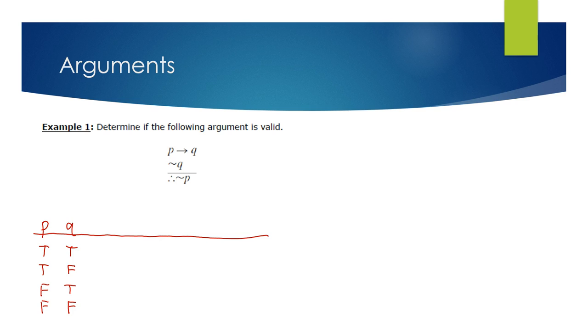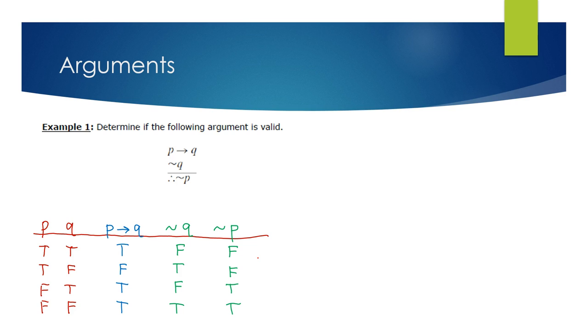I'm now going to make truth tables for each of the premises. If P, then Q is again only going to be false if P is true and Q is false. It's going to be true otherwise. So that's where I get this truth table from. Not Q is me taking everything from the Q column and negating it, so everything that was true is false and vice versa. I did the same thing with not P because that's my conclusion. So I have the three statements here, the two premises and one conclusion, all in my truth table now.